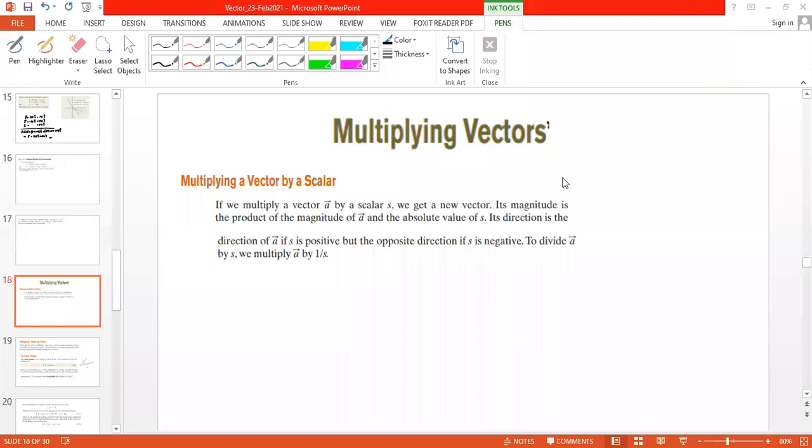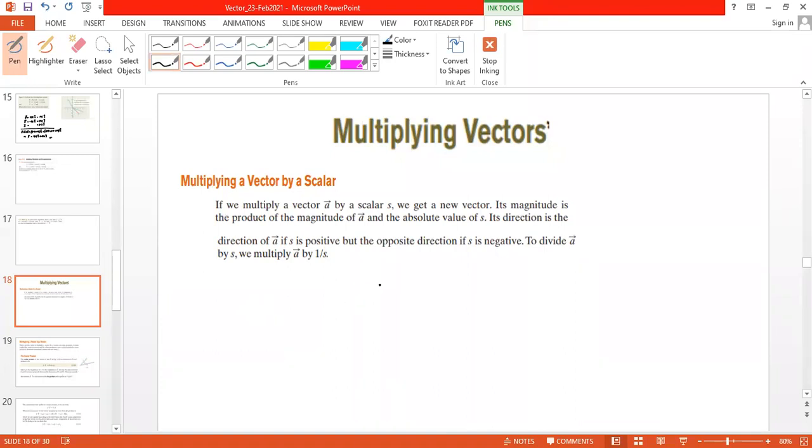Yes, sir. Okay, so in our previous lecture, we were studying some basics about vectors, how to add them and components of vectors. Today we are going to start with multiplication of vectors, that is, how to multiply vectors. There can be two different types of multiplication. One is that you can multiply a vector by a scalar quantity.